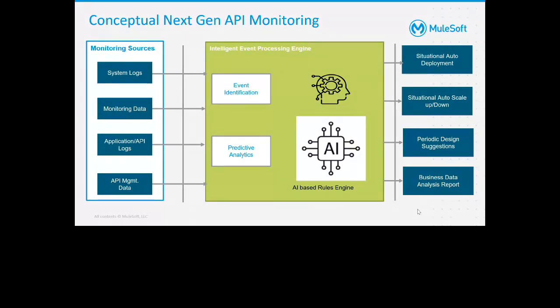And then what will it result in, what do we do with that? So situational auto deployment. Okay. And then auto scale up and down. I know that today CloudHub is doing that, but what if you are not on CloudHub?